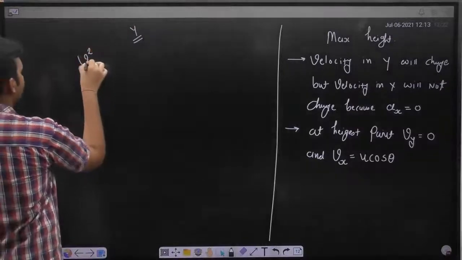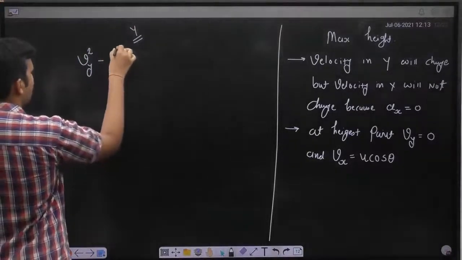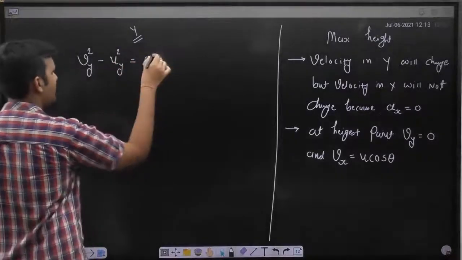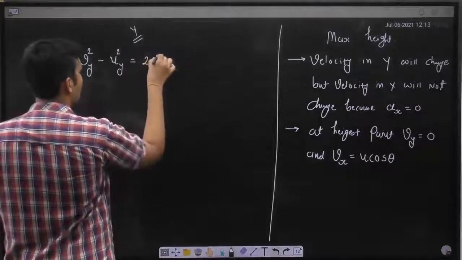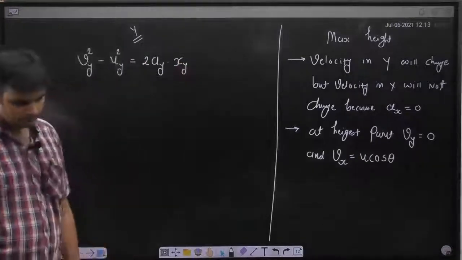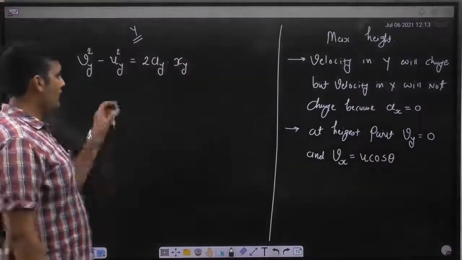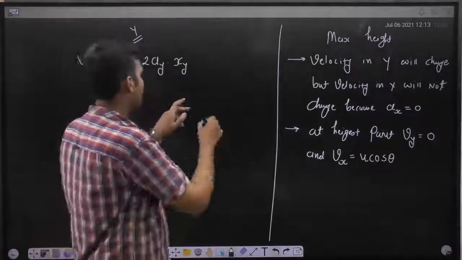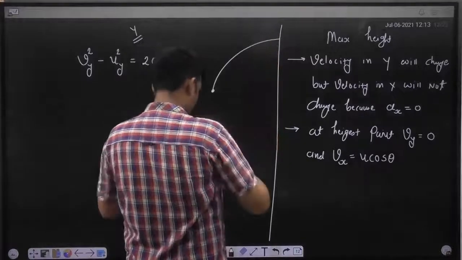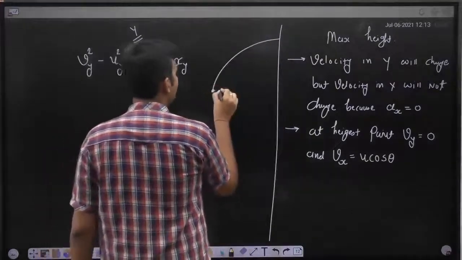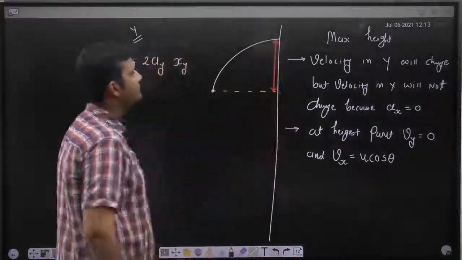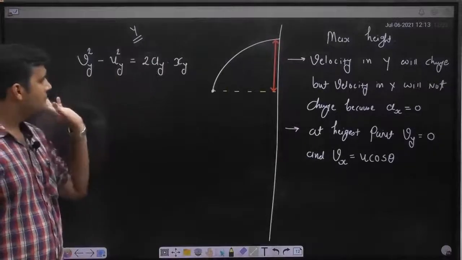So what is our equation? v square minus u square is equal to 2ax, I should say 2 times acceleration in y into displacement in y. Yes or no? So I am applying this equation but for the half part only. For example, from here to here, correct? Velocity was 0 there. This is your h max. So I am applying this only.